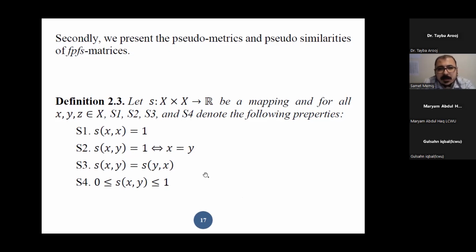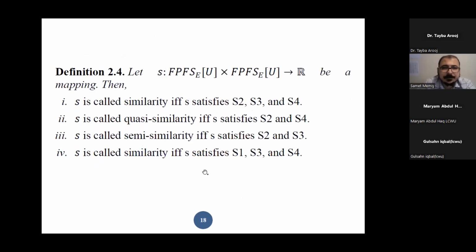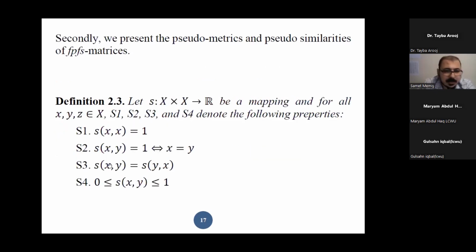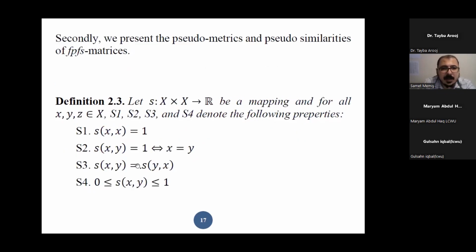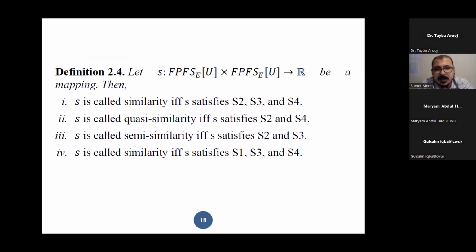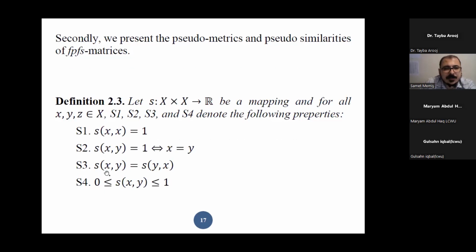Now we can define the generalized similarities. S is called similarity if S satisfies S2, S3, and S4. We know the similarity definition because it's the general concept, but the others are generalized similarities. S is called quasi-similarity if and only if S satisfies S2 and S4. Let's look at S2 and S4. S is called semi-similarity if and only if S satisfies S2 and S3. Here, S2 and S3. And the last one, S is called similarity if and only if S satisfies S1, S3, and S4. You can see the properties.